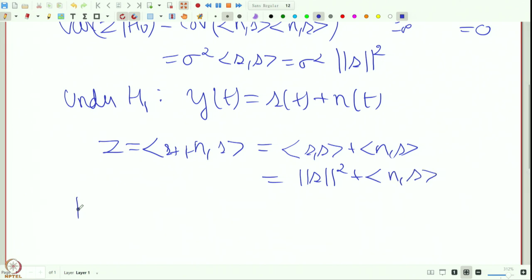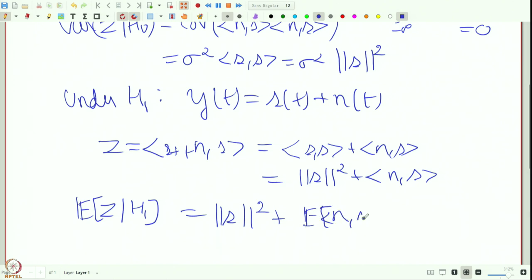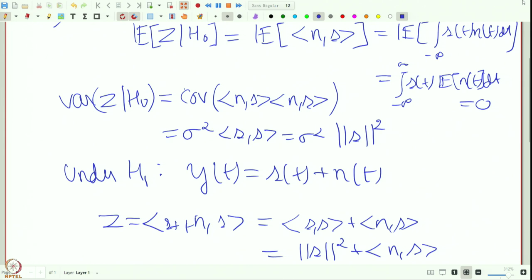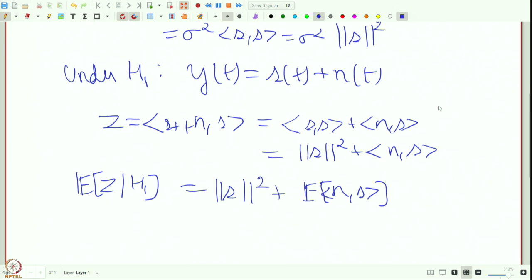Fine. What is the expectation of z under the hypothesis h1? You just put your expectation here. Norm s square is a fixed number because s is a deterministic signal. So, this is going to be norm s square plus the expectation of the inner product of n and s. We just proved above that the expectation of n comma s is 0, so the same result applies here. So, this is equal to norm s square. The mean of z under the hypothesis h1 is norm s square.